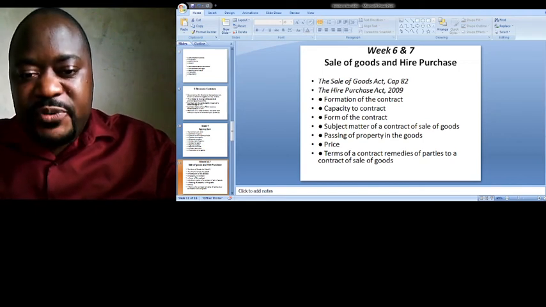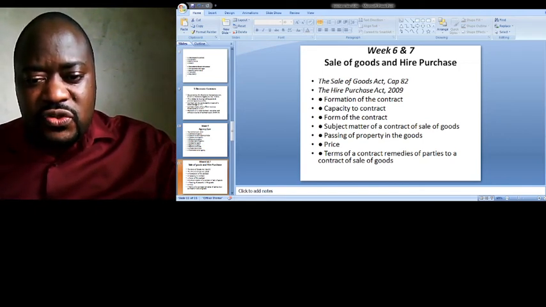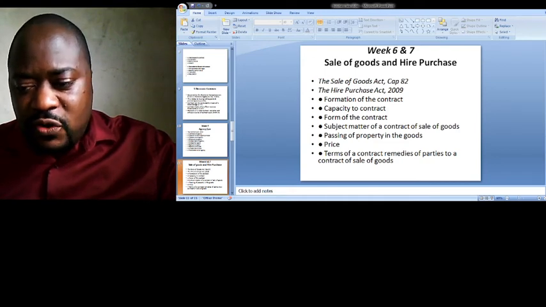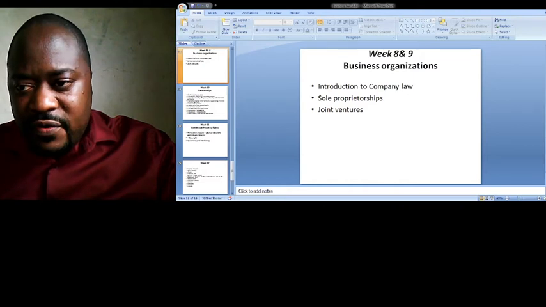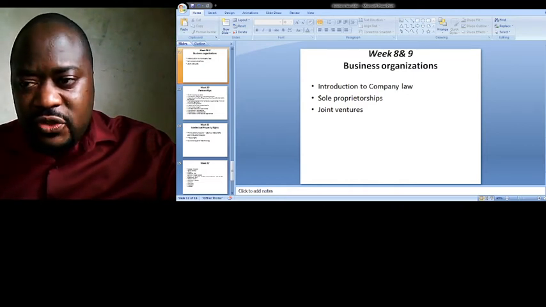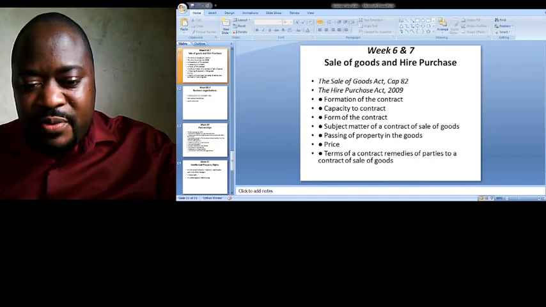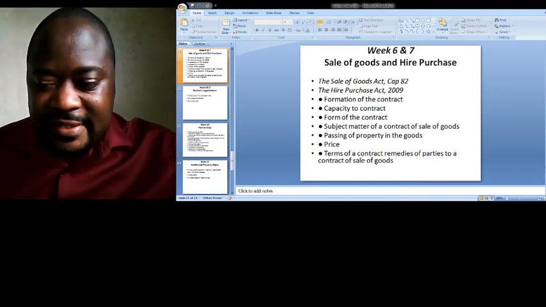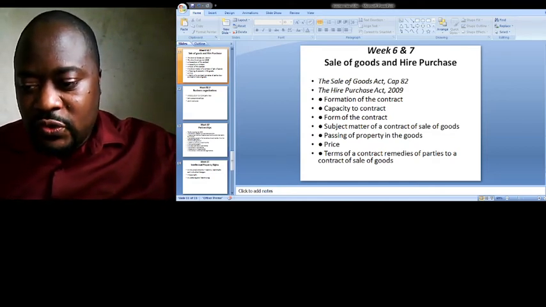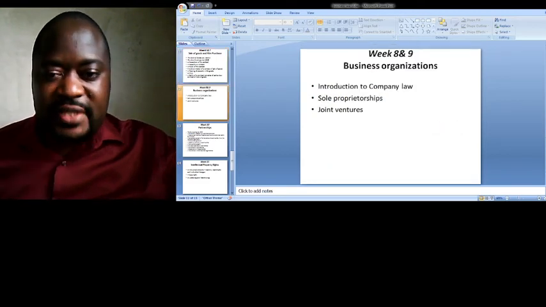And you will get to appreciate that under the law of sale of goods. So look at formation of a contract under sale of goods. It's important for us to look at that. Formation of a contract under sale of goods. We'll define what price is, what a good is, and then we'll look at conditions and warranties. We'll also look at capacity to enter into such a contract.